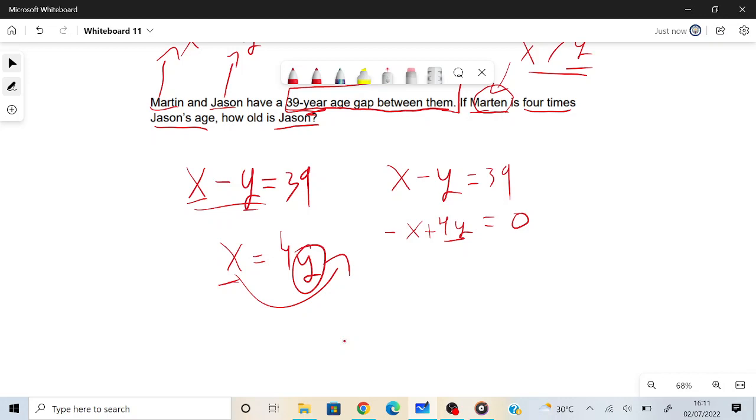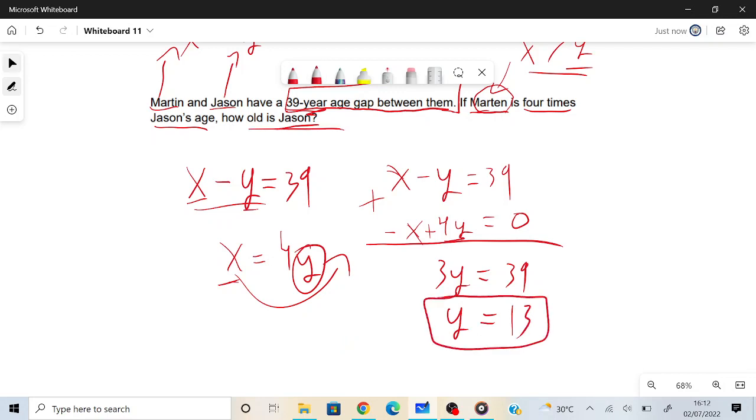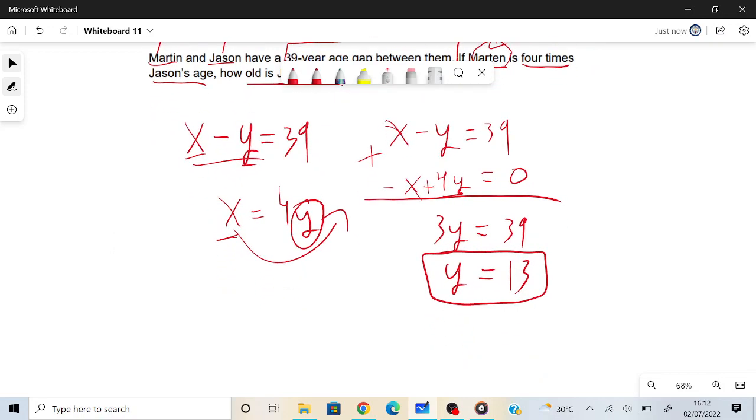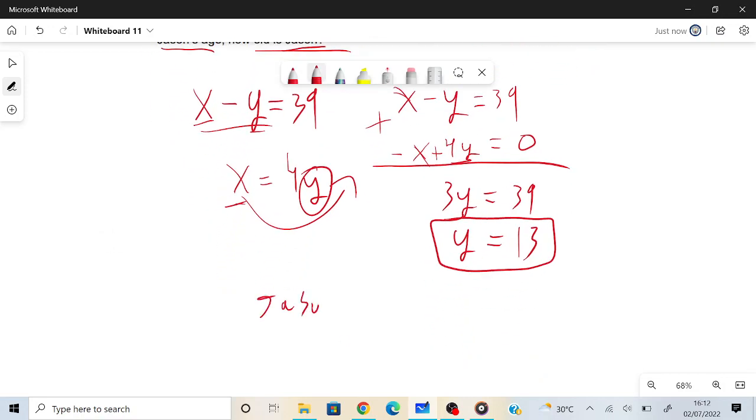So now, if I am solving this simultaneously, the best way to do this is via the elimination method. I would add this and this. The x would cancel each other out, so you don't have any x. Minus y plus 4y gives 3y, and 39 plus 0 gives you 39. And y is nothing but 39 divided by 3, which is 13. And the question asked us how old is Jason, and y is Jason, so Jason is 13 years old.